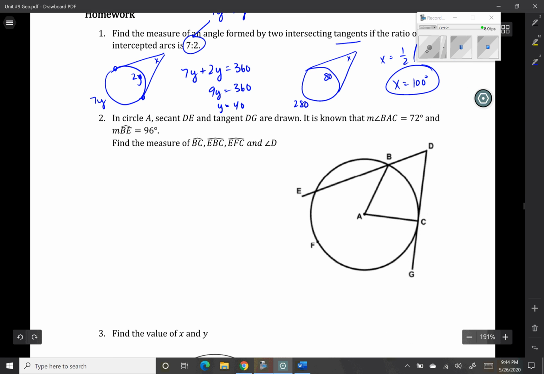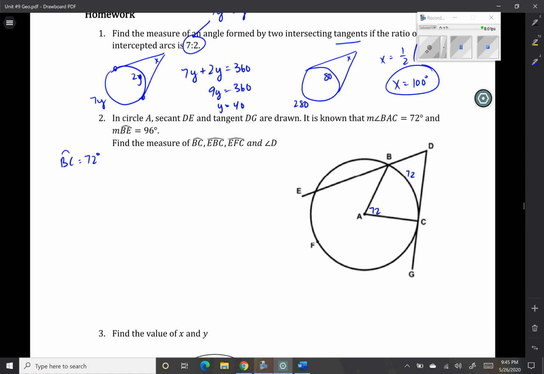Number 2 is starting to get us to think how a big circle question is going to look. Big circle questions have tangents, chords, secants, all kinds of different things. We have to decipher what they're telling us, what we know, and what we can figure out from that. It tells us the first thing is angle BAC is 72. That's a central angle, so I already know arc BC is 72. That's one of the things they want us to find, so we knew that right off the bat.